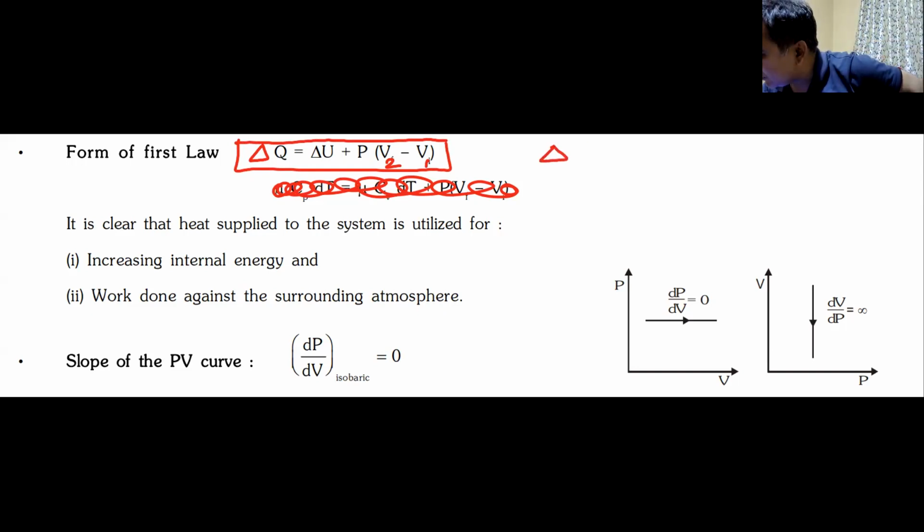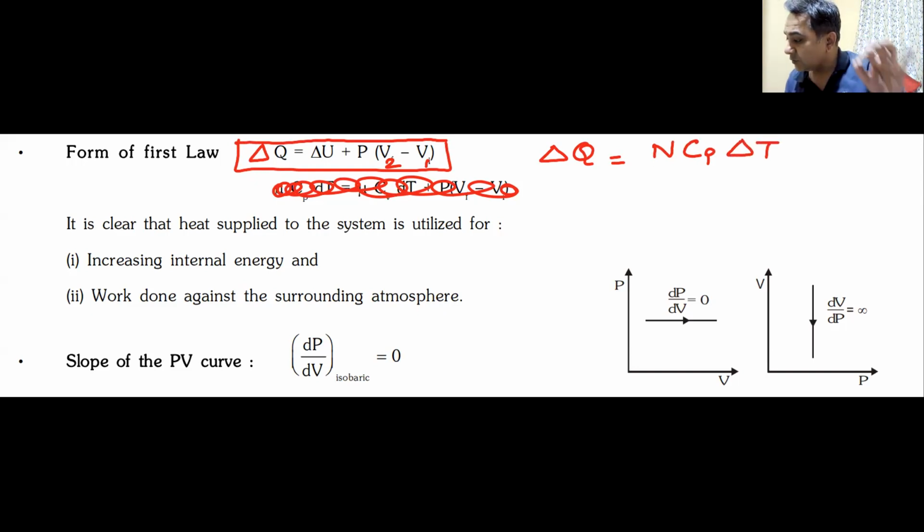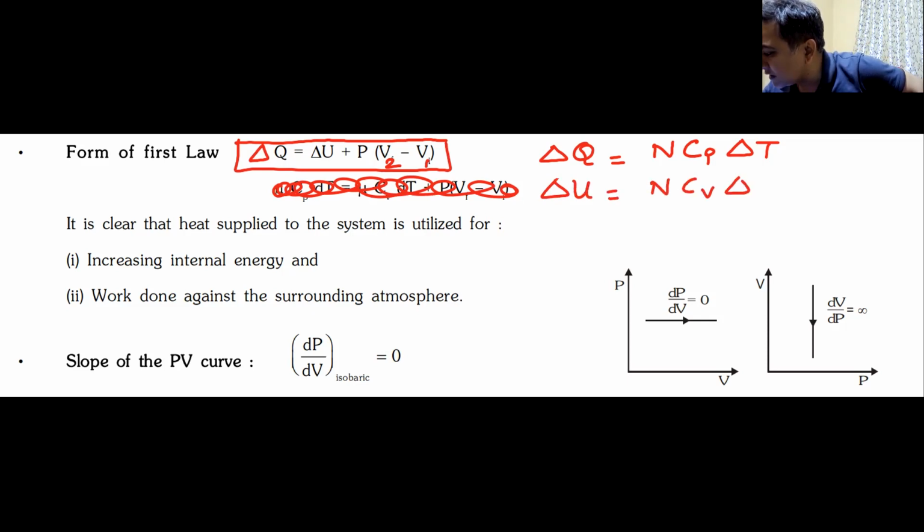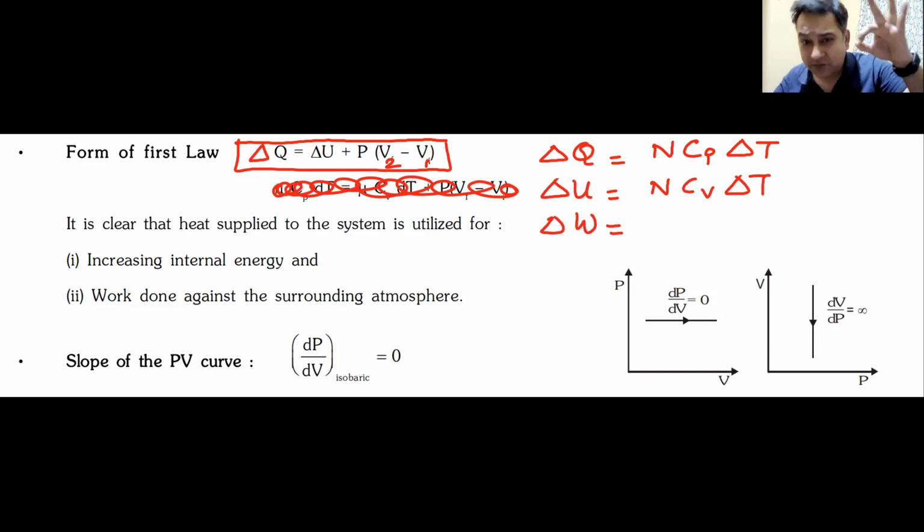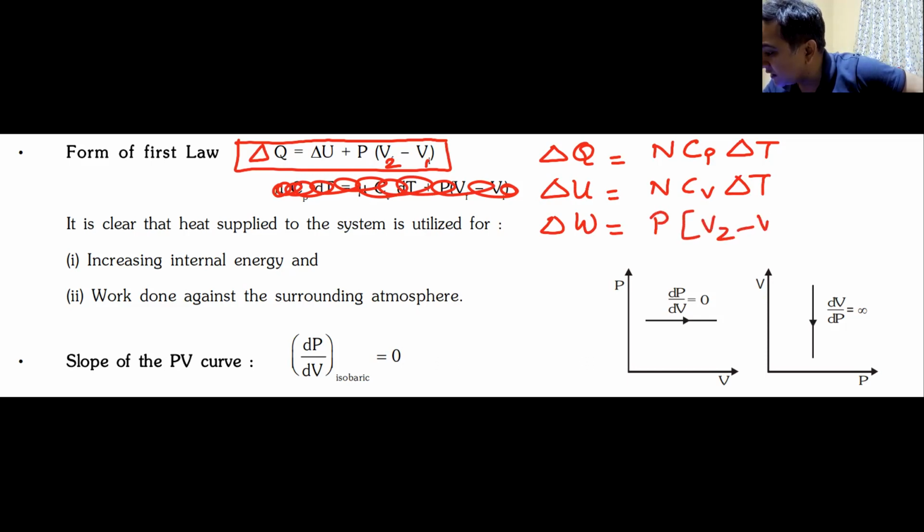For this process, please remember delta Q will be equal to n Cp delta T. Since this process is constant pressure, we use n Cp delta T for delta Q. Do we understand this? Delta U for any process is n Cv delta T. Work done in this process, and every word I'm saying is golden, because questions will come based on what I'm saying in the class right now, is P into V2 minus V1. Do we understand this?